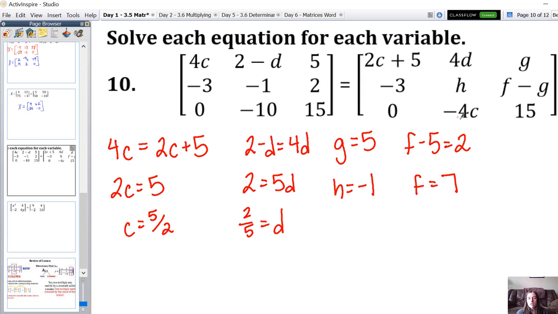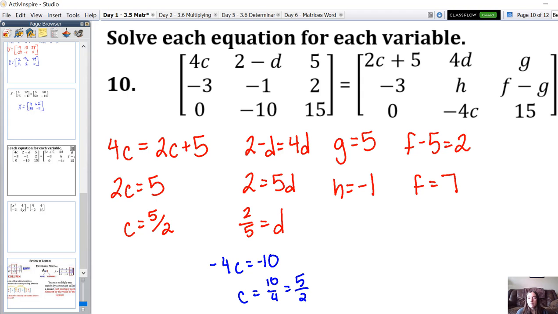Now notice here we have another c. If you want, you could have used this element instead of the one in the top left. Let's just check and make sure that we have the right value though. So this one would say, okay, -4c is equal to -10. Divide by -4. You get 10 over 4, which reduces to 5 over 2, which is the exact same value of c that we got earlier. So you could have used either one, and you should still get the same answer.